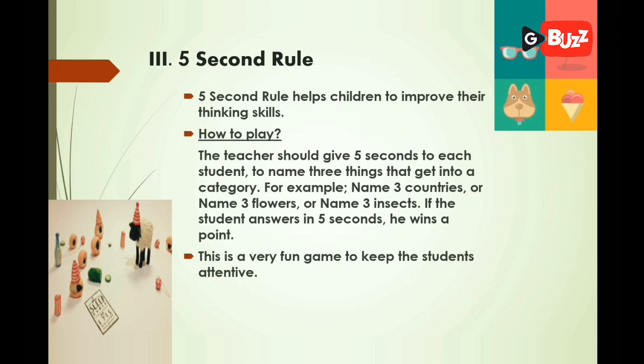5-second rule. These games help children in improving their thinking skills. How to play. The teacher should give 5 seconds to each student to name 3 things that get into a category. For example, name 3 countries, or name 3 flowers, or even name 3 insects. If the student answers in 5 seconds, he wins a point. This is a very fun game to keep the students attentive.